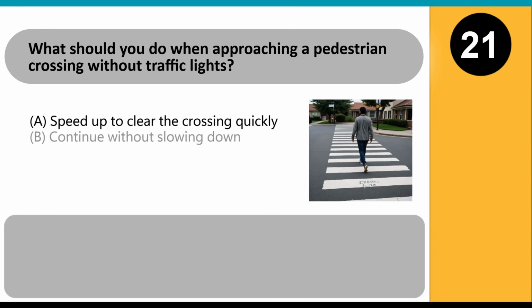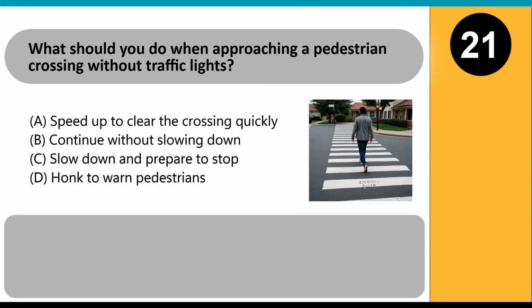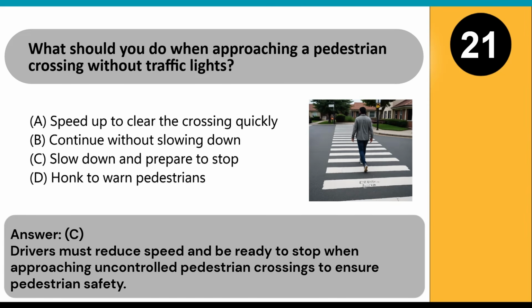What should you do when approaching a pedestrian crossing without traffic lights? A. Speed up to clear the crossing quickly. B. Continue without slowing down. C. Slow down and prepare to stop. D. Honk to warn pedestrians. Answer: C. Drivers must reduce speed and be ready to stop when approaching uncontrolled pedestrian crossings to ensure pedestrian safety.